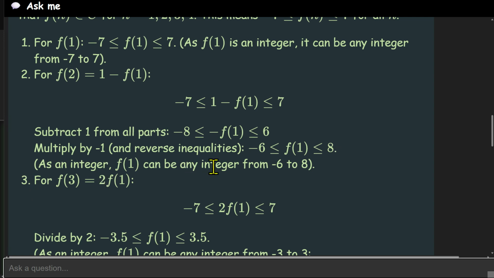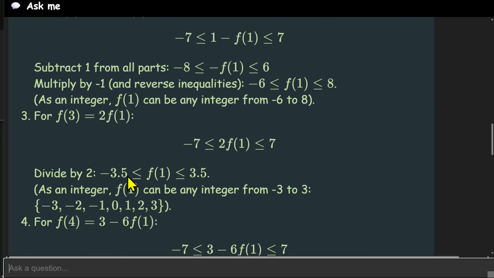So f of 1 can be any integer from -6 to 8. For f of 3 equal to 2 f of 1, 2 f of 1 is greater than or equal to -7 and less than or equal to 7. So f of 1 after dividing by 2 is -3.5 to 3.5, and the integers between are -3 to 3. That is for f of 3. So f of 1 can be any integer from -6 to 8, and this gives a total of 7 integers.